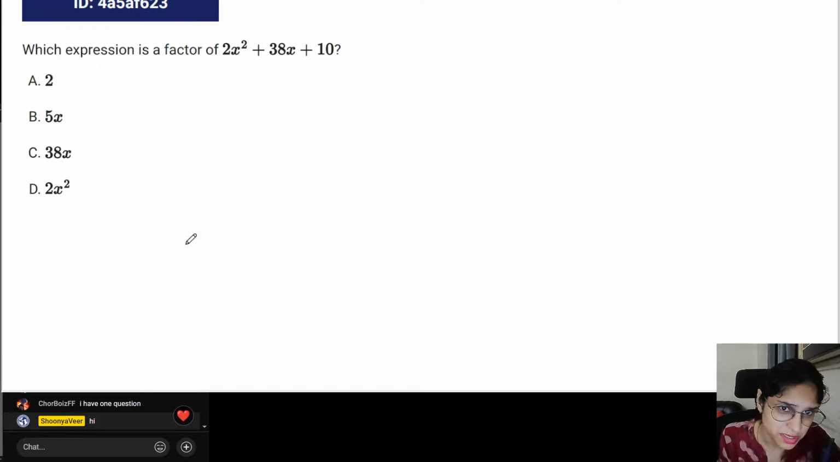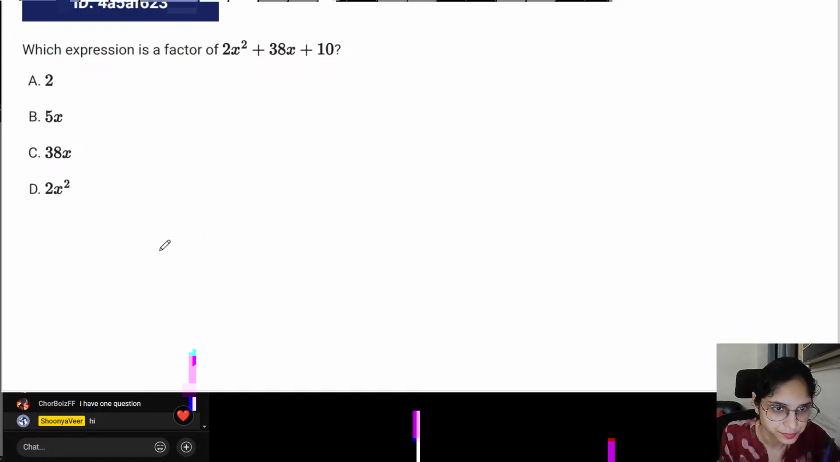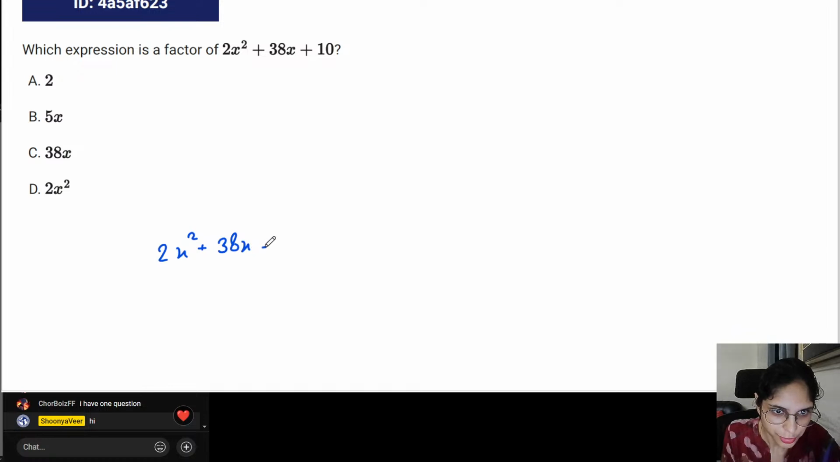So 2x squared plus 38x plus 10. You see, 2 is there everywhere. 2, 38, 10, all these are multiples of 2. So you can divide all three terms with 2, and you can take 2 common. This will be x squared. 38 divided by 2 is 19. This will be 19x. 10 divided by 2 is 5. This will be 5. So 2 is a factor.